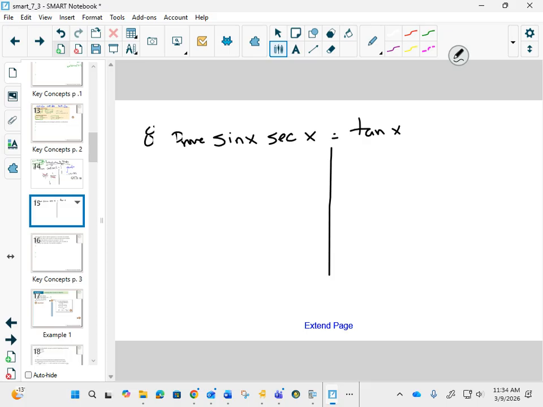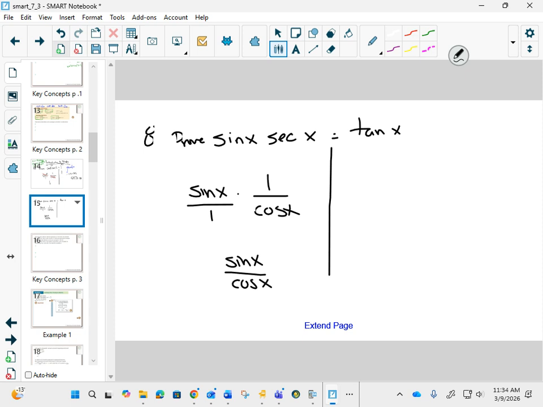So we use the strategy. I can keep sine x the way that it is, but I can change secant x. Secant x is 1 over cos x. So this would be multiply the tops, multiply the bottoms, because that's a fraction. This side is now a single fraction, sine x over cos x. I look at the right side. They're not equal yet, but they're close.